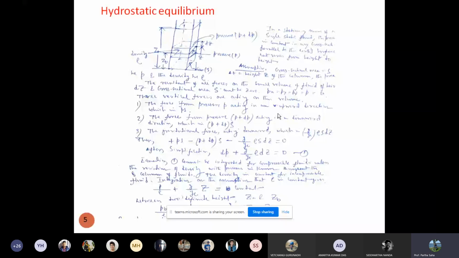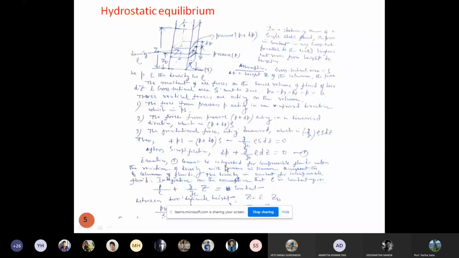Anyway, let's move forward. I have just mentioned there are three forces: P into S moving upward, P plus del P into S moving downward, and the gravitational force g by gc rho S dz. So these forces must balance each other, and the resultant force will be 0. After simplification, all the terms get cancelled and it becomes dP plus g by gc rho dz equal to 0. So that equation 1 is the differential form.